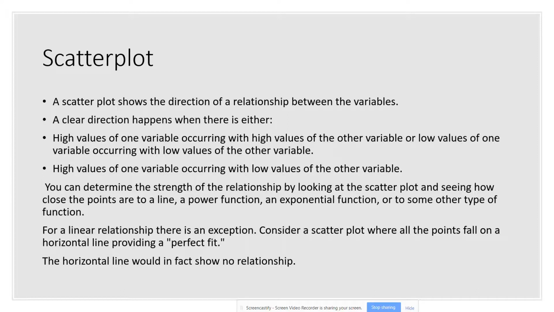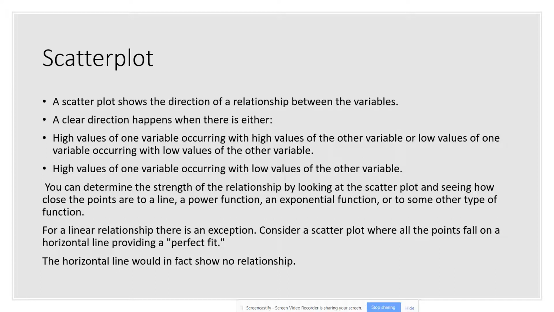Or you can have high values for one variable with low values of another. So you just need to look for those kinds of things and think about them when you're looking at the data. You can determine the strength of the relationship by looking at a scatter plot and seeing how close the points are to a line. And there can be power functions, exponentials, and some other functions. Just know in this class, we're going to focus on lines. But if you go on and do psychology or something with statistics, you might see different functions.